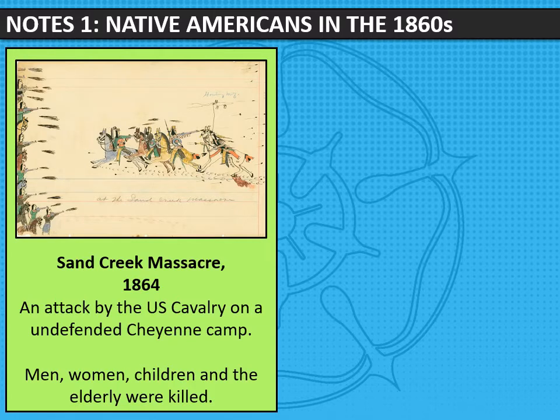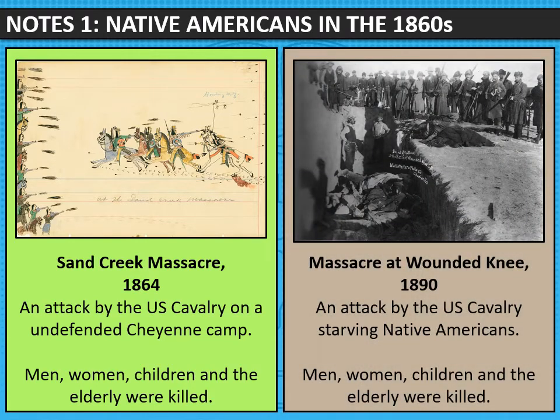Two significant violent skirmishes that are worth remembering happened in 1864 and in 1890. In these two instances, at Sand Creek and at Wounded Knee, the US cavalry attacks undefended, starving Native Americans, killing men, women, children and the elderly. In the right-hand picture you can see a mass grave with the soldiers there taking a photo of their kill.